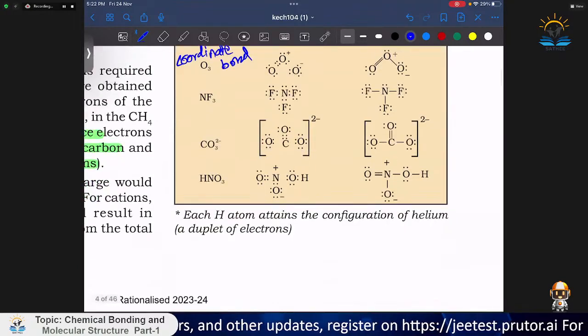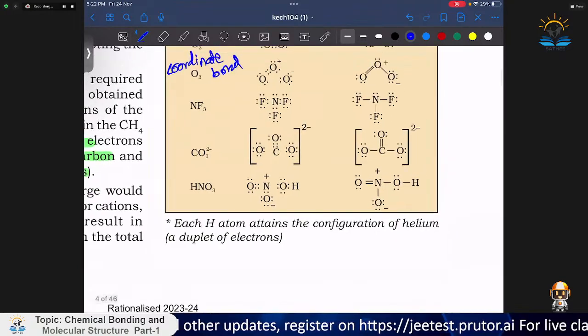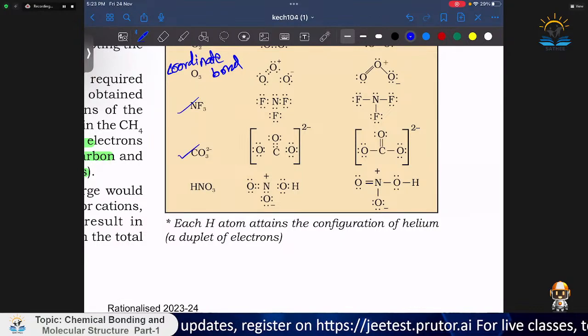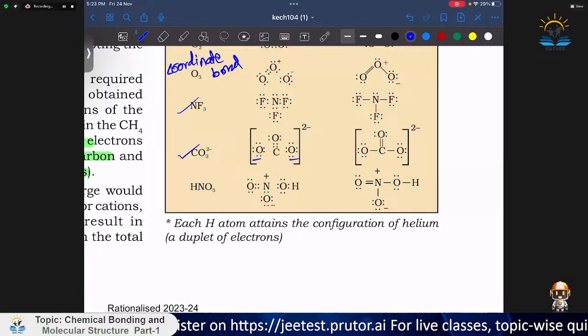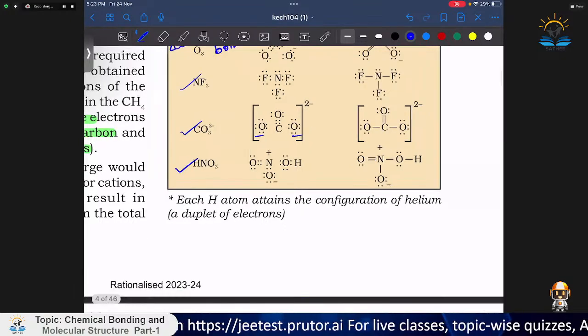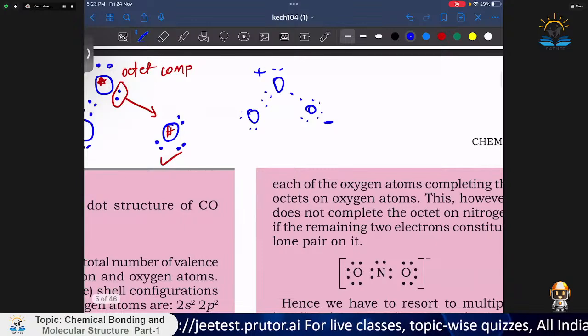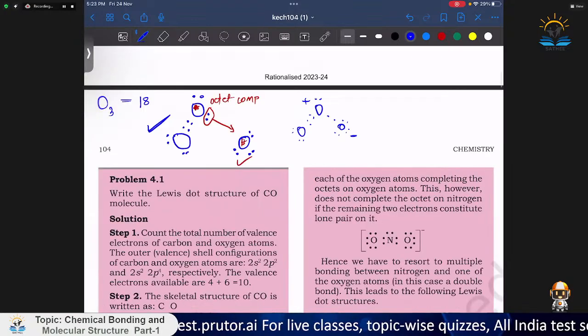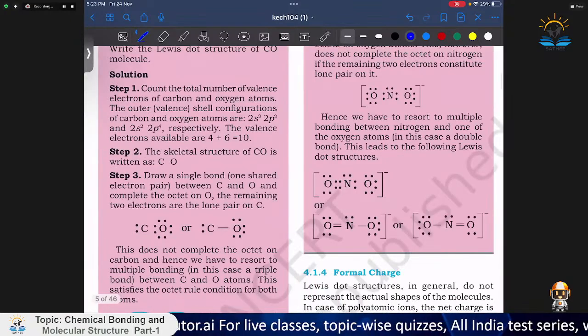Similarly, we have NF3, which is easy to decipher. Carbonate, I told you, has negative charges present on 2 oxygens, and HNO3. All of these are easy to decipher. This coordinate bond is different. Now we'll see what a formal charge means.